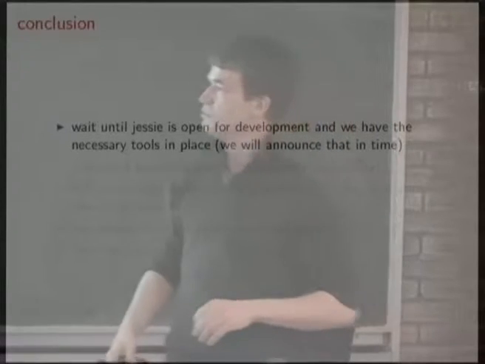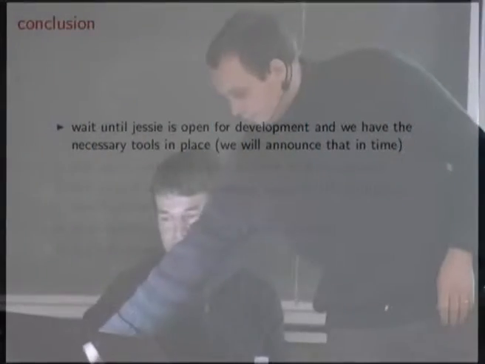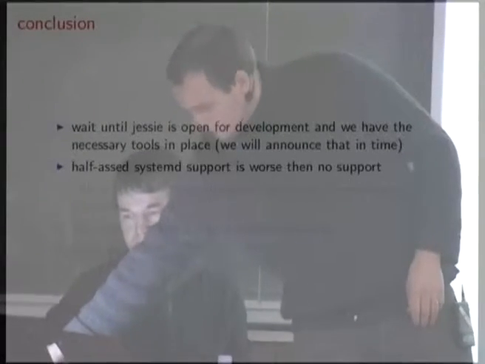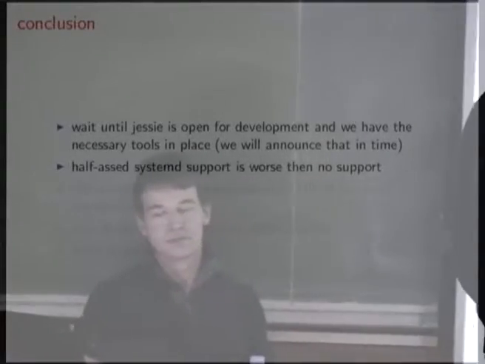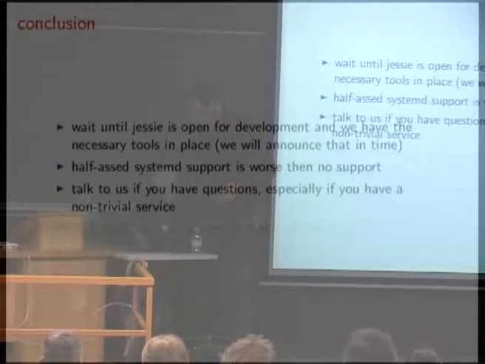So, conclusion. Currently, we're in the middle of a freeze, so it's kind of hard to add much. But wait until Jessie is open, and we actually have some more of the policy in place. Because if you start doing too much before then, you're going to have to do extra work. It's better to not add that extra support than have it broken, unsurprisingly.